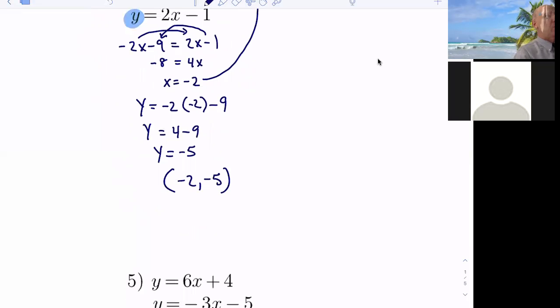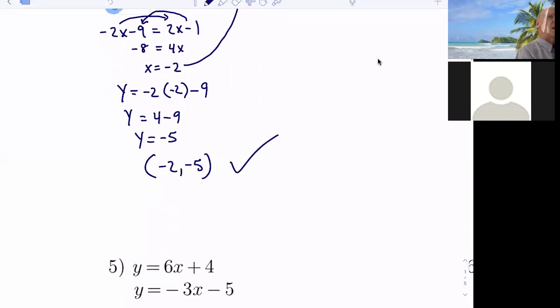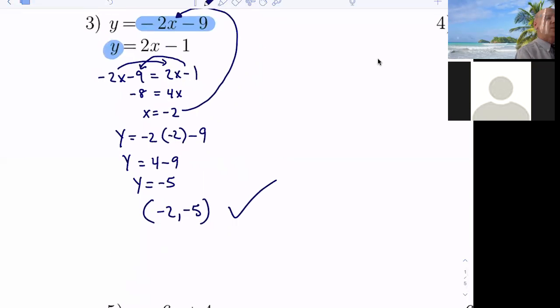All right, does anybody have any objections with -2, -5? Austin, were you able to do it this time? Yeah, I got it. All right, man. So here we go, number 5. Does it matter? No. It makes no difference. So you would just do y equals -2x minus 9 and y equals 2x minus 1.